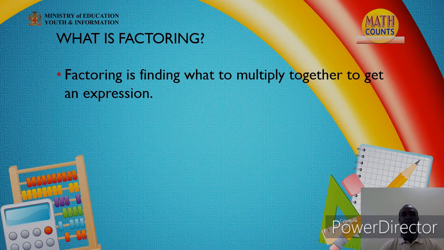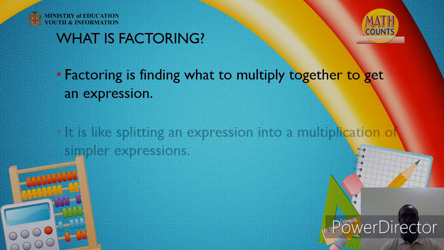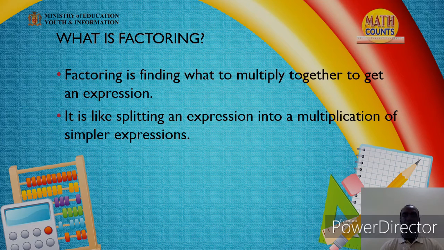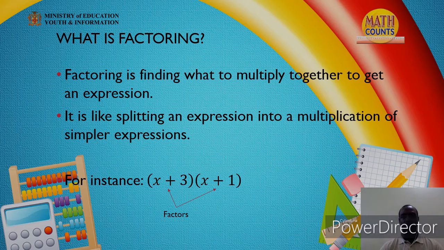Factoring is finding what to multiply together to get an expression. It is like splitting an expression into a multiplication of simpler expressions. For instance, x plus 3 into x plus 1, these two expressions were split into multiplication, and they are all factors of a larger expression. Therefore, if we should expand these two expressions, we will get x squared plus 4x plus 3. Therefore, x plus 3 and x plus 1, they are both factors of x squared plus 4x plus 3.